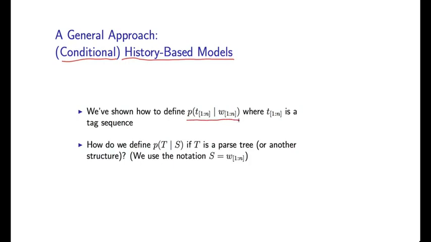So the critical question is the following. Here I'm using the notation capital S equal to the input sentence. I'll use this throughout these slides. How do we define the conditional probability of big T given big S if T is not a tag sequence but rather some other structure, for example a parse structure? So how can we generalize the ideas that I showed you for log linear taggers to the case where this structure T might be a parse tree or some other object, maybe even a translation, for example, of the sentence?